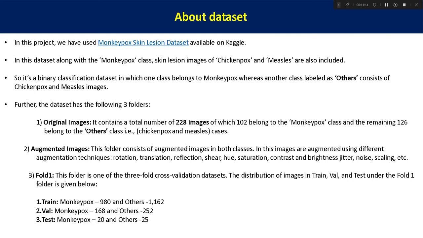Now the question is how such a large number of images come in fold one. Fold one consists of both original and augmented images of both the classes, and that's why the number of images is increased in fold one. And in this project, we will be using the fold one dataset.